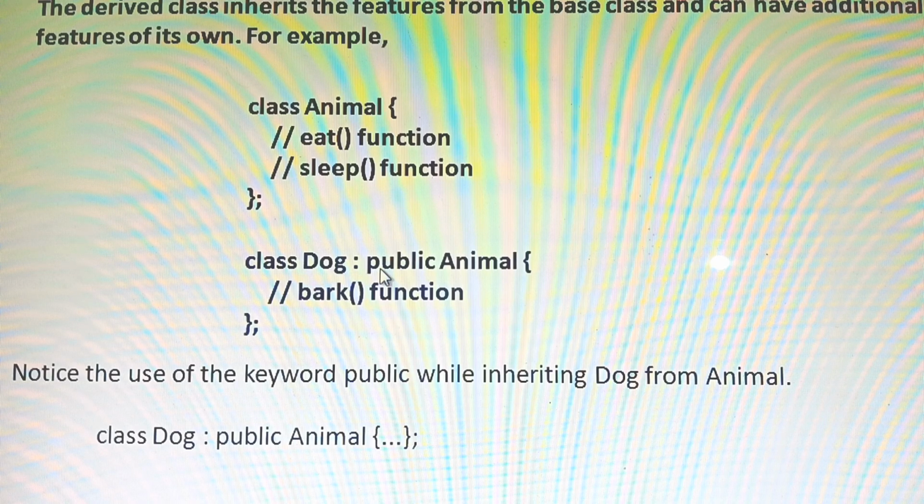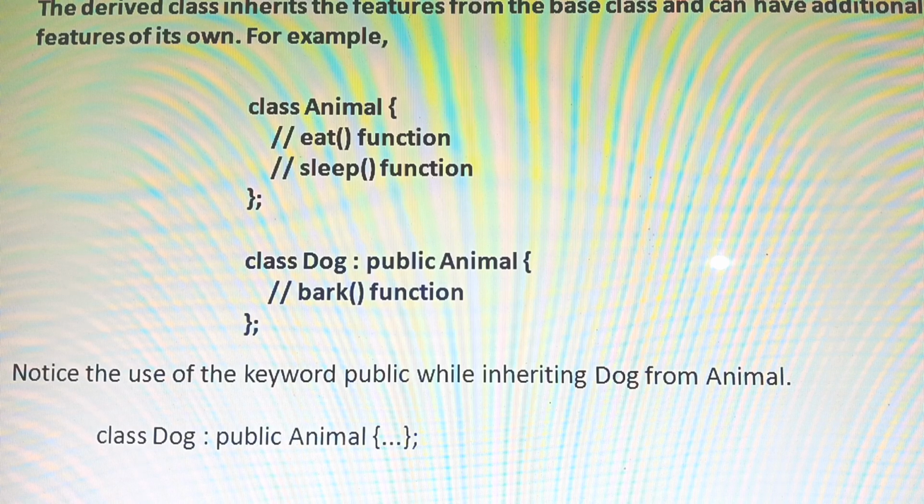From which class is it inherited? Public animal. We inherit the features from the parent class named animal. Give the name of the base class, animal. Then we can give any additional features related to the child class, the derived class. Give the function bark. Then terminate the child class.